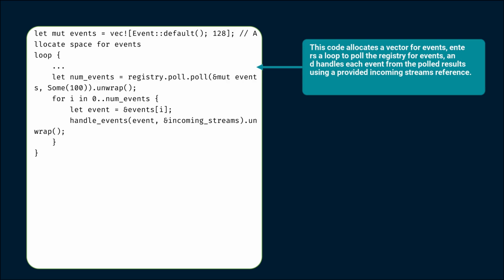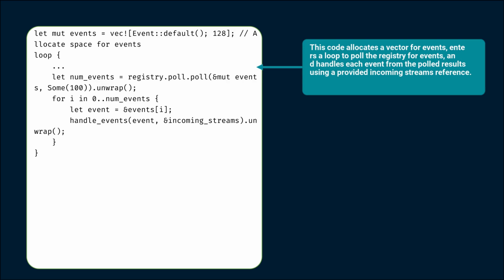Next, we set up a loop that continuously calls the poll method from our registry, passing the events vector along with a specified timeout of 100 milliseconds. This timeout allows the loop to check for events regularly without blocking indefinitely if there are none. If poll detects any events, it returns the number of occurrences detected.